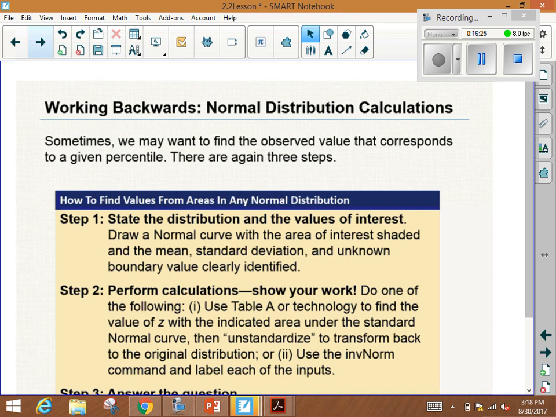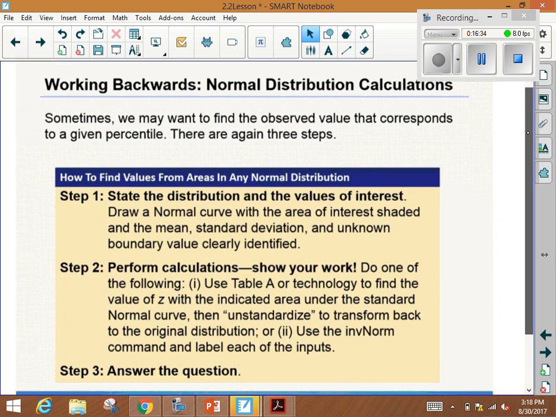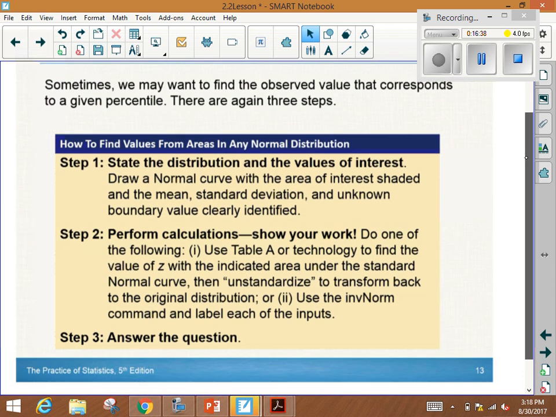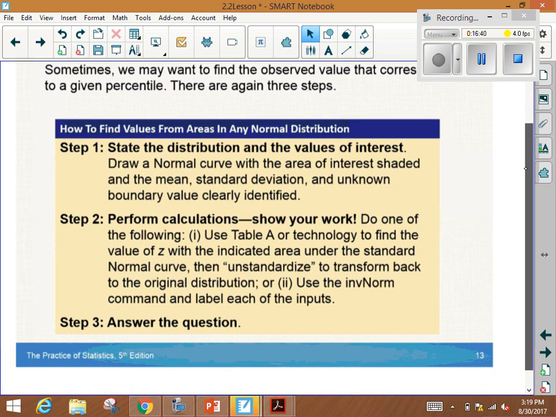You can also work backwards. You can use the table, so you can be given a proportion, and then find a z-score from that proportion. The same thing you would do, the exact same thing.